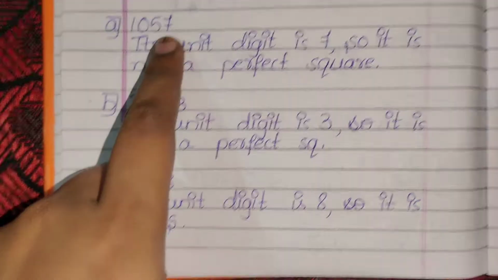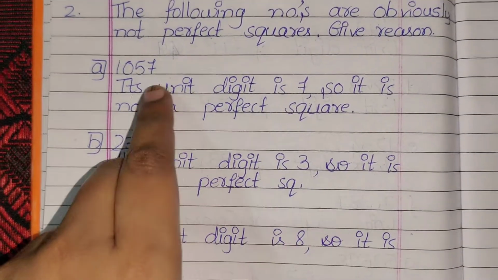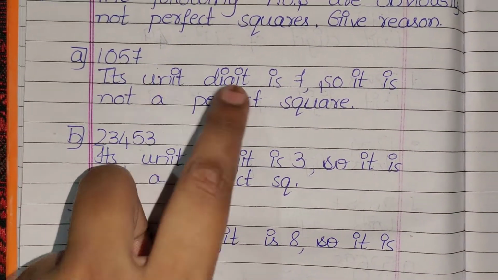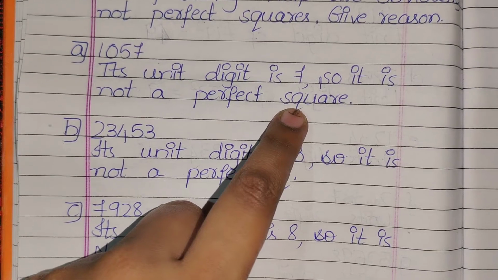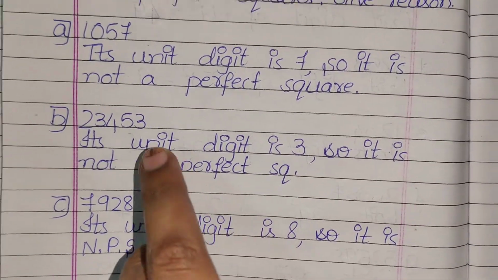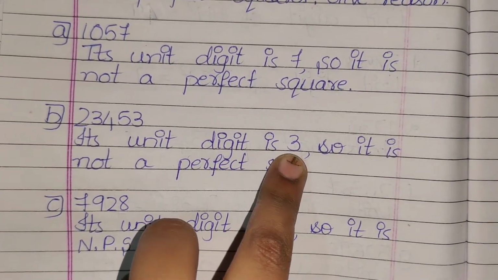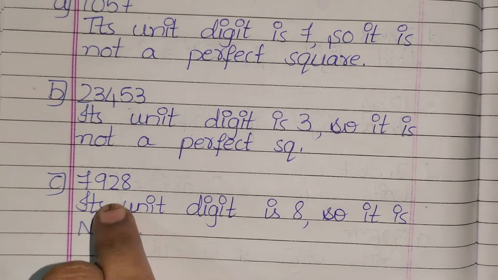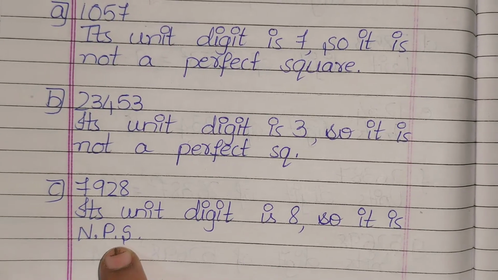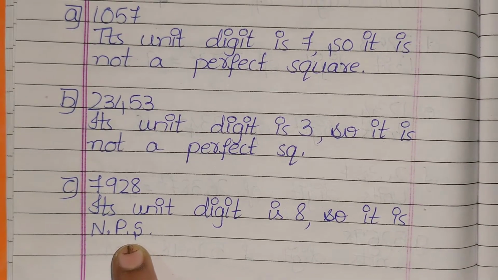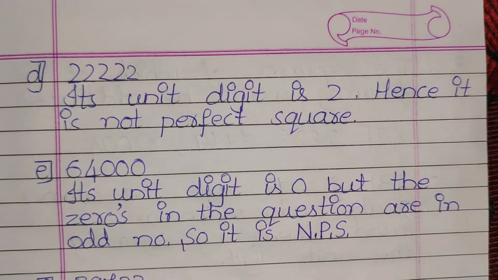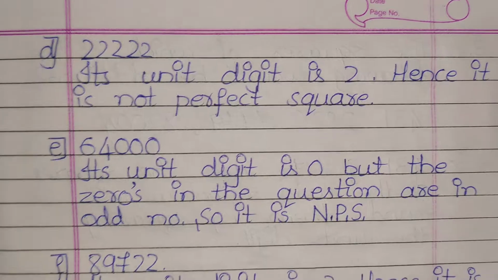By looking at this digit, we can tell that the unit digit is 7, so it is not a perfect square. Even 3: if its unit digit is 3, it is not a perfect square. Even 8: its unit digit is 8, so it is not a perfect square. NPS means not a perfect square. Next one, its unit digit is 2, hence it is not a perfect square.